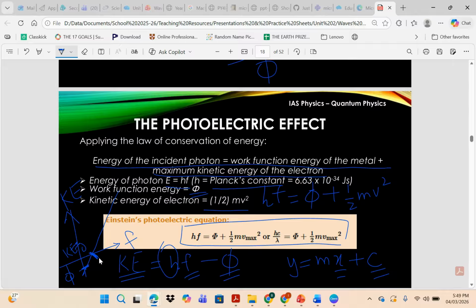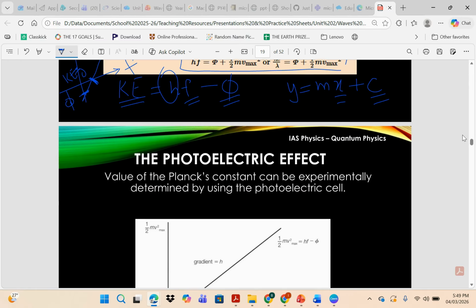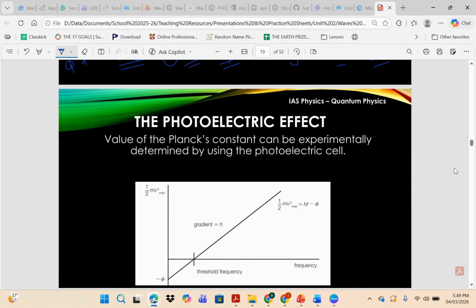So from the same graph, we can get the value of the threshold frequency as the x-intercept. We can get the value of the work function from the y-intercept, and we can get a value for Planck's constant as the gradient of the graph. Having a look at the graph, on the y-axis we have plotted the kinetic energy of the electron, and on the x-axis we have plotted frequency.